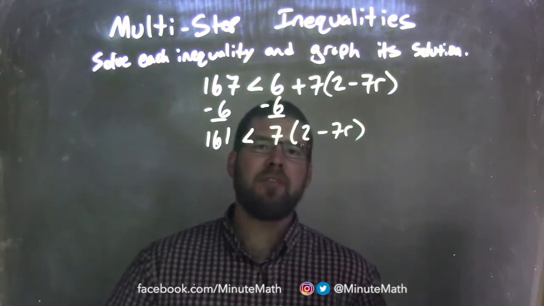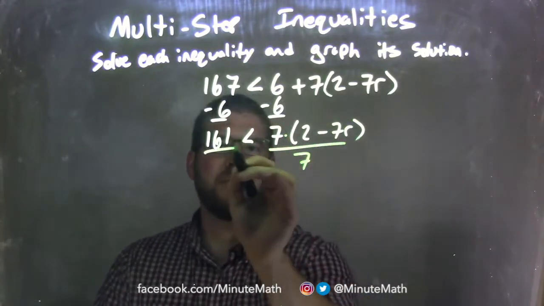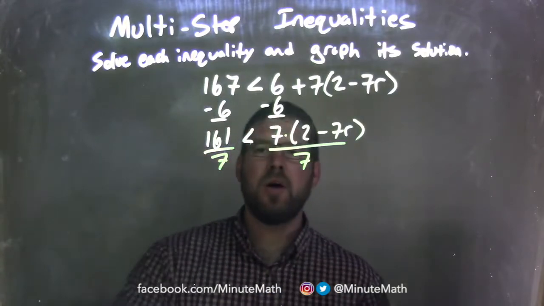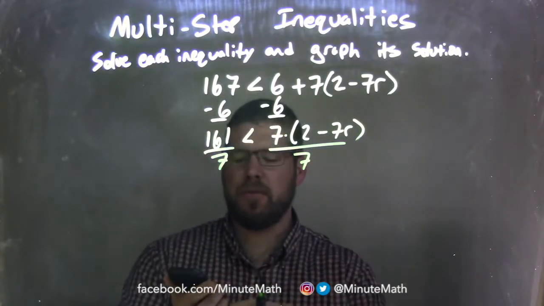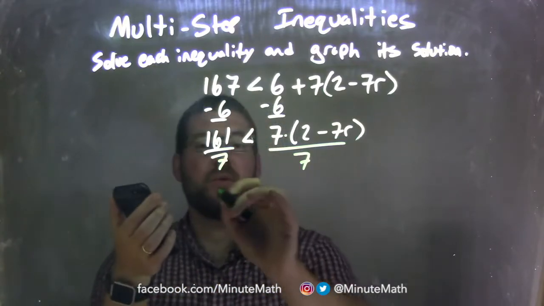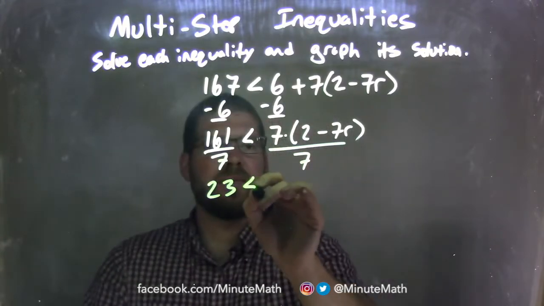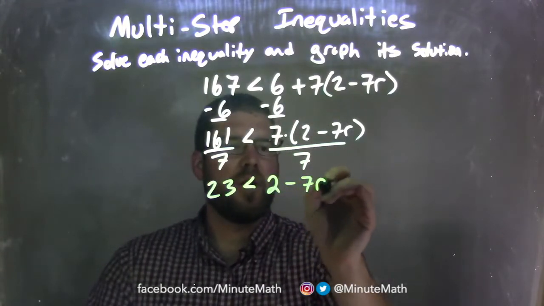Okay? Well, if I want to divide by 7 on both sides, that would eliminate this 7 here, instead of distributing it across. Well, what's 161 divided by 7? I personally don't know off the top of my head. 161 divided by 7, let's use our calculator. We have 23. So 23 here is less than 2 minus 7r.